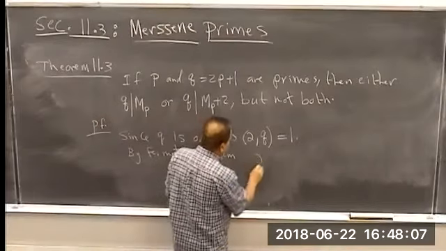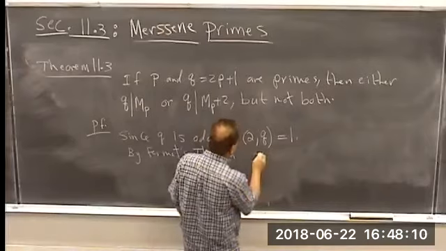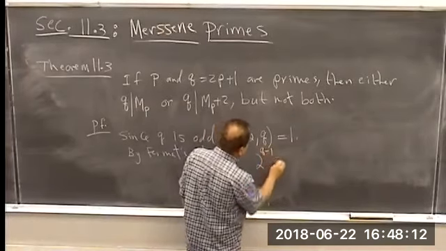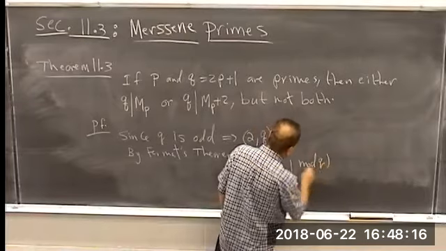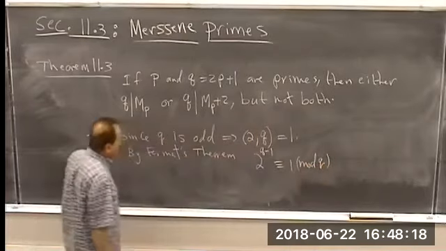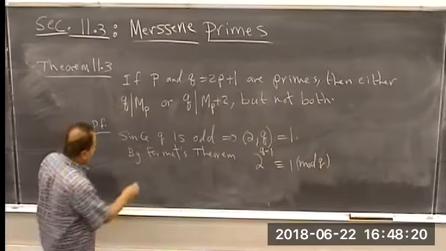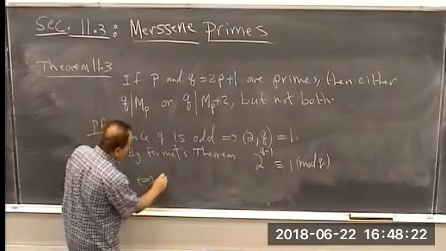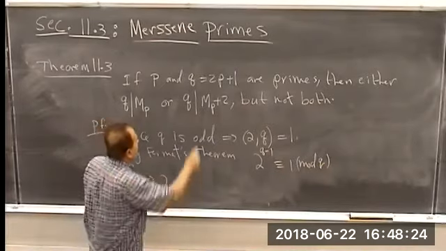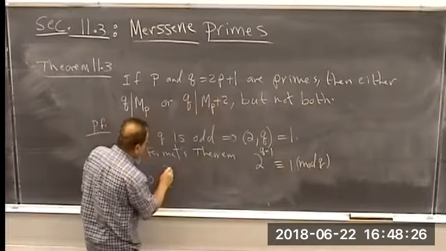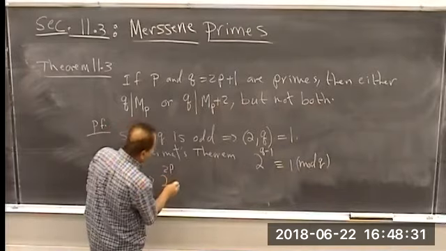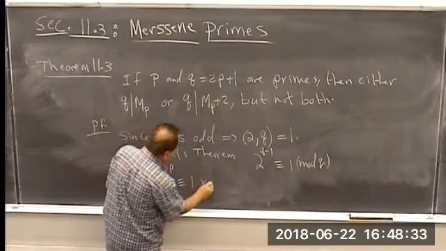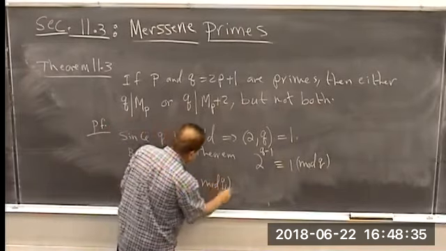We would have 2 to the power Q minus 1 is congruent to 1 mod Q. And let's write this one in terms of P. So this is if and only if 2^(2P) is congruent to 1 mod Q, since Q is 2P plus 1.